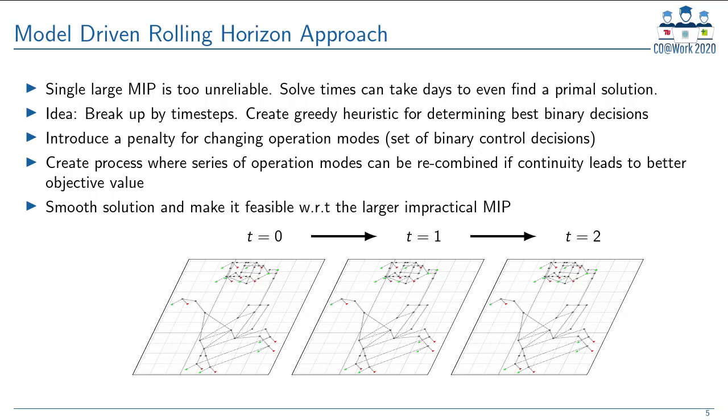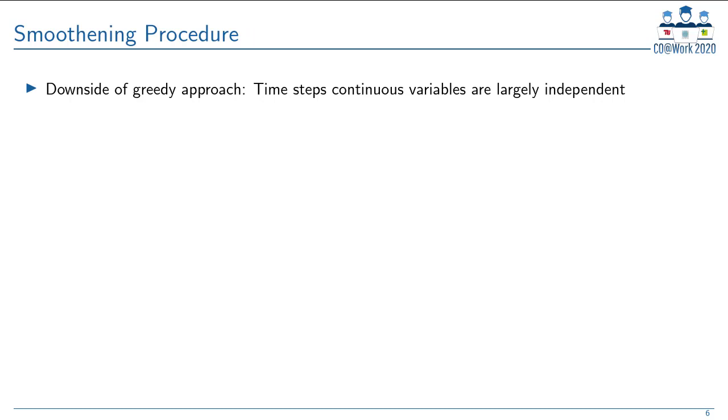We then finally smooth our solution by fixing the binary variables in the larger model and solving the larger model with a rolling horizon approach. This enables us to get good primal solutions to what was originally a completely intractable mixed integer program. So the smoothening procedure is a necessary task after our greedy algorithm.